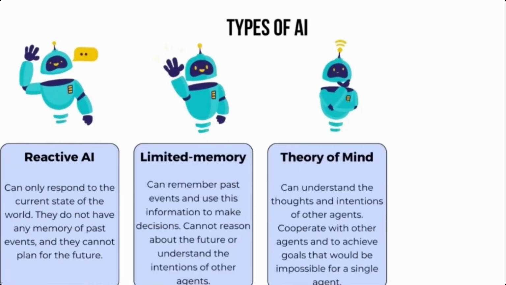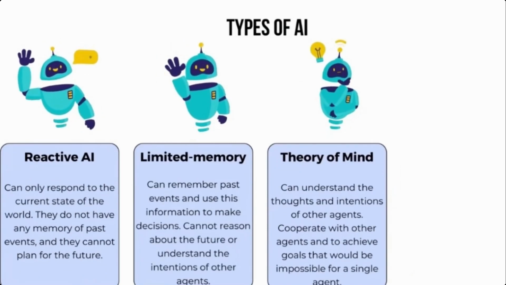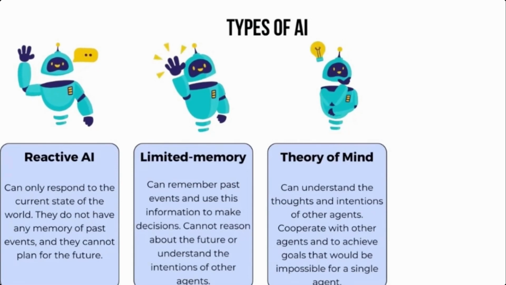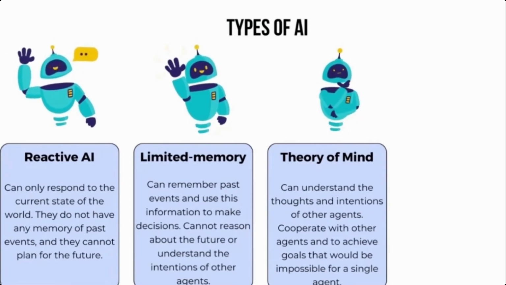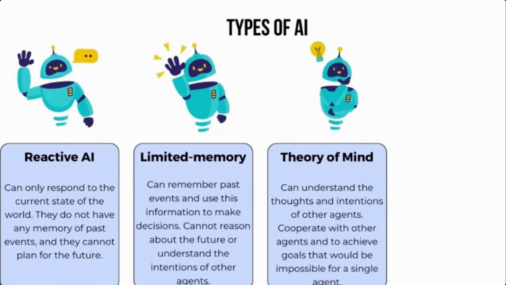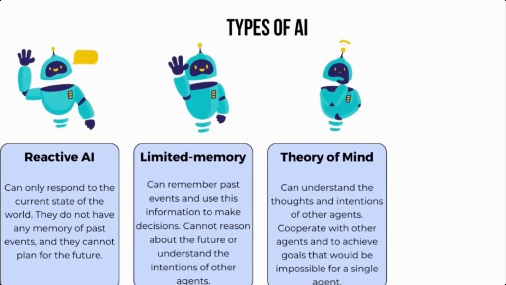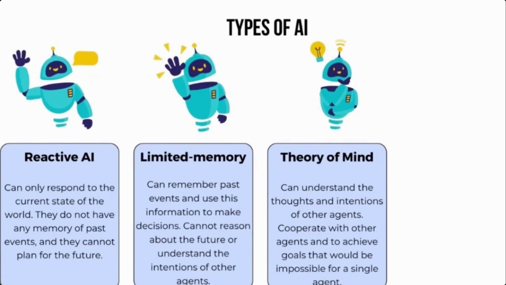The third type of artificial intelligence is theory of mind AI. These systems can understand the thoughts and intentions of other agents. This allows them to cooperate with other agents and to achieve goals that would be impossible for a single agent.